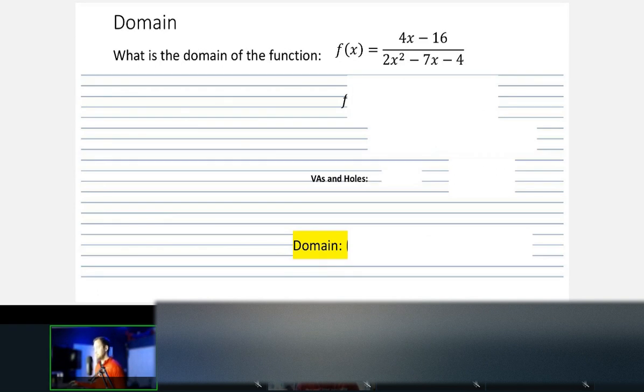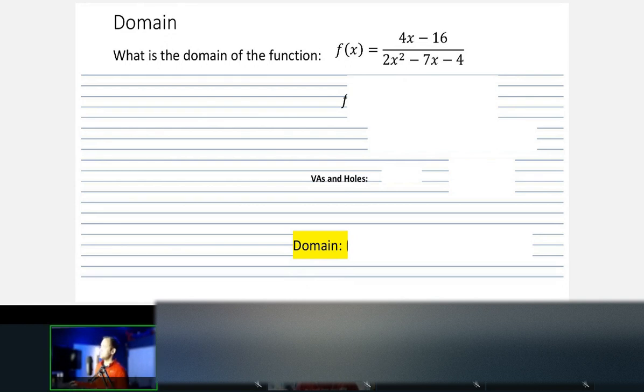All right. Next one. What is the domain of the function? I feel like, okay, this was from before, right? This 2x squared minus 7x minus 4. Did I use this? Yeah, it's the same one, right? So we can skip the factoring part, right?